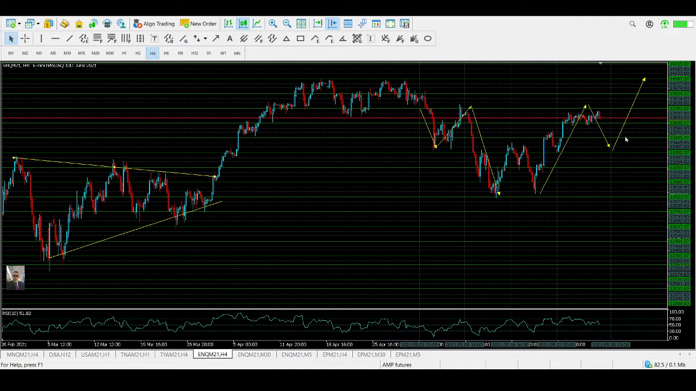So normally the breakout from the neckline level after the head and shoulder pattern normally has the same length as this line here, or sometimes it could be half of that. But yeah, we'll wait and see what's going to happen.